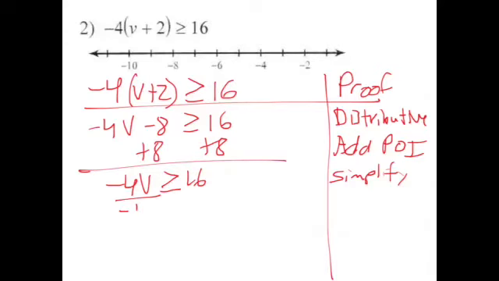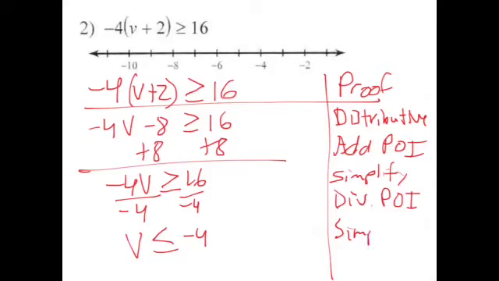And now I'm going to divide by that negative 4. And what lets me do that is the division property of inequality. And when you do that, you have to flip the direction of the inequality. Oh, that's not going to be 16. 16 divided by negative 4 is negative 4. And that comes about by simplifying. And now we have our final answer here: v is less than or equal to negative 4.